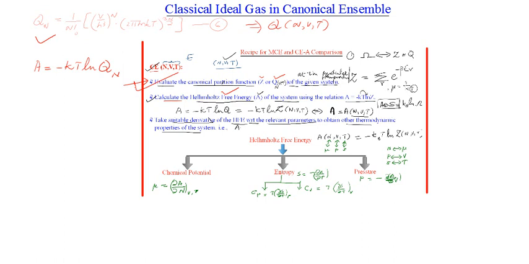After doing this, you will be getting A, the Helmholtz free energy, which is the proper thermodynamic potential for canonical ensemble, as a function of the macro states of the canonical ensemble N, V, T.